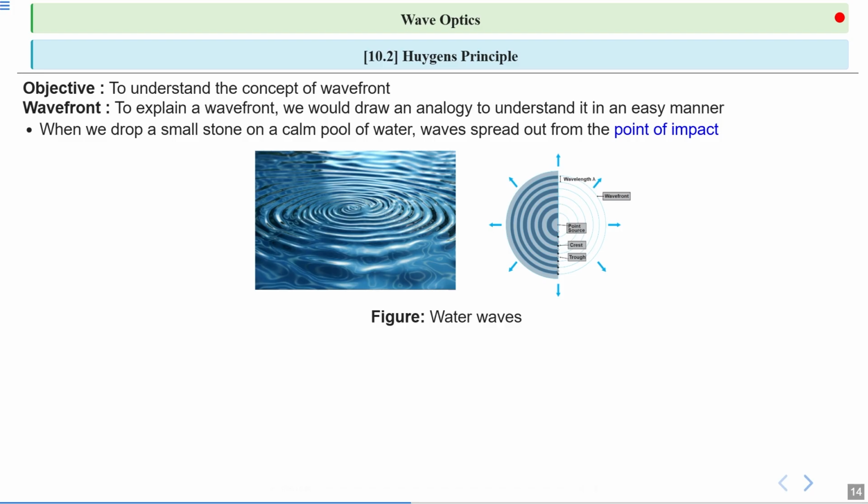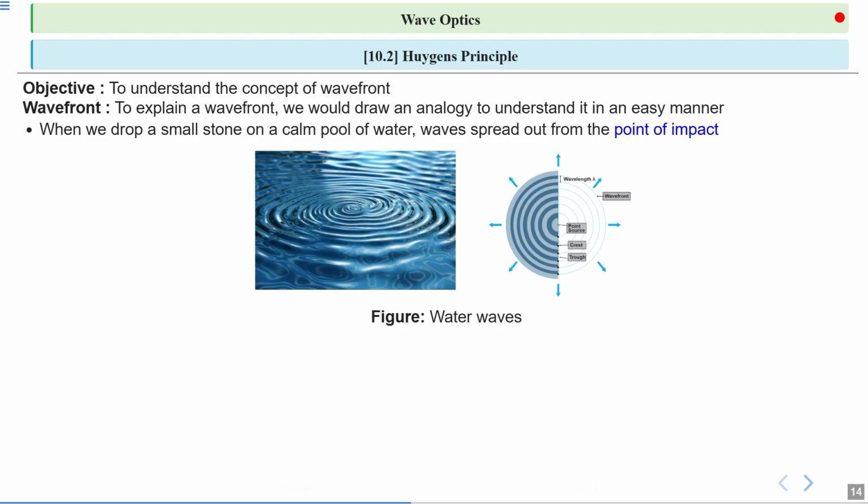On the left side it is shown actual water waves, and on the right-hand side the labeling of water waves is shown. So what is wavelength? The distance between the crest and trough. What is crest? The elevated part of the wave, and the depressed part is known as trough. And the point source is where the stone is dropped in the pond, from which water waves are spreading in all directions.